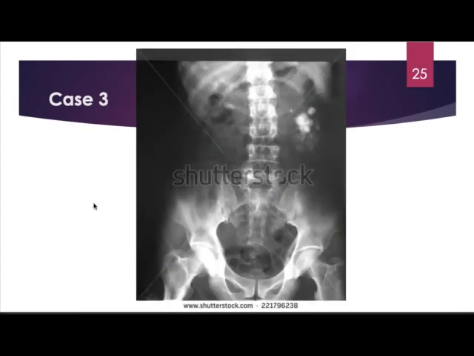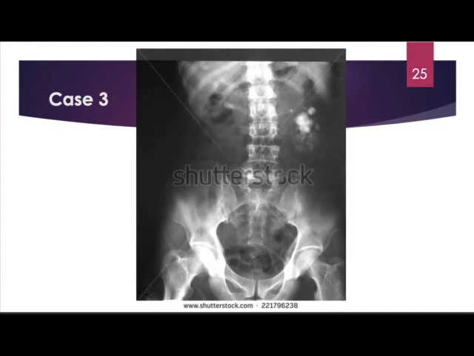Okay, in a third case. So we have air. Is there any free air under the diaphragm? There's not. The bowel: there's a little bit of air in the bowel, but there doesn't look like there's any obstruction. And then calcifications. So we look over here. Doesn't look like there's anything here. And then we'll kind of look in this area here, the kidneys.